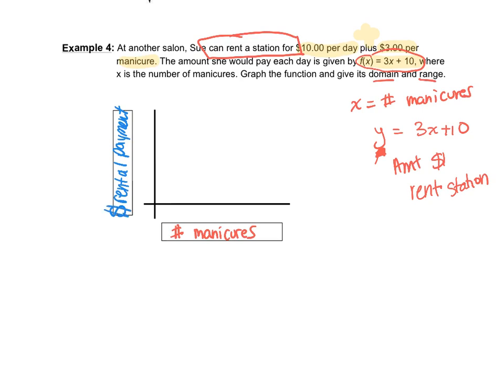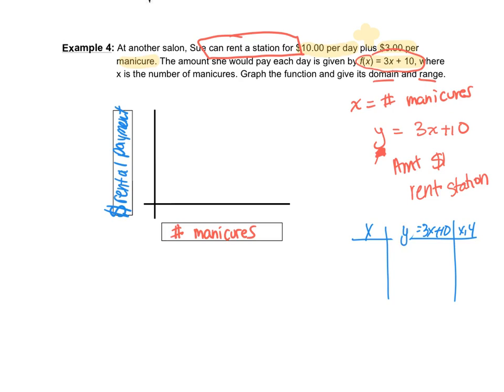In dollars. They want us to graph this. Well, it's the same exact type of function process. We know f of x is equal to 3x plus 10. You could write y equals if it makes you feel better. Let's go ahead and do that just to show you that it's the same thing.